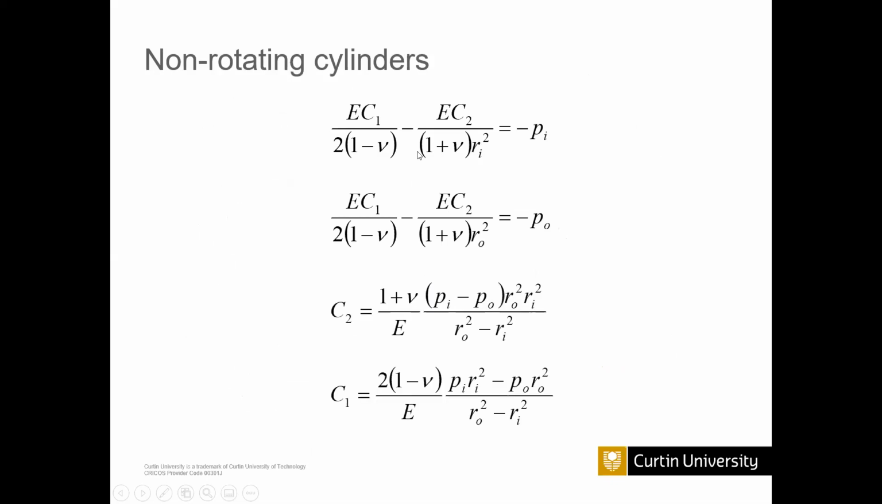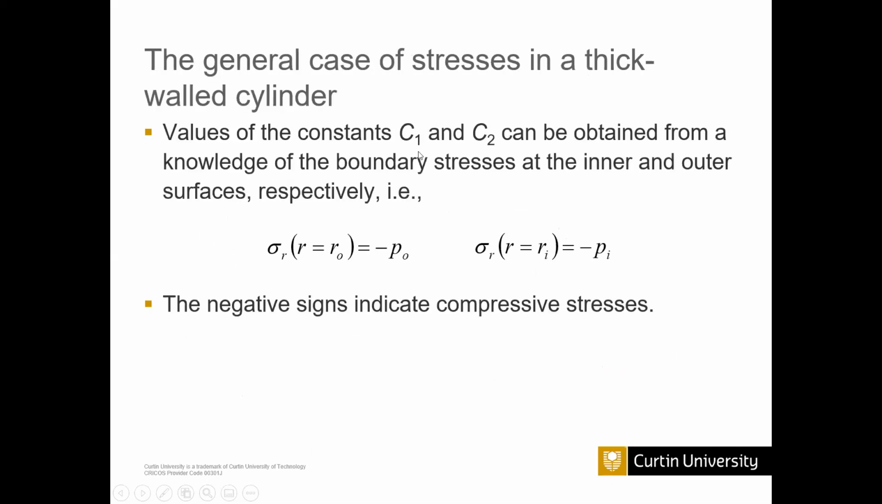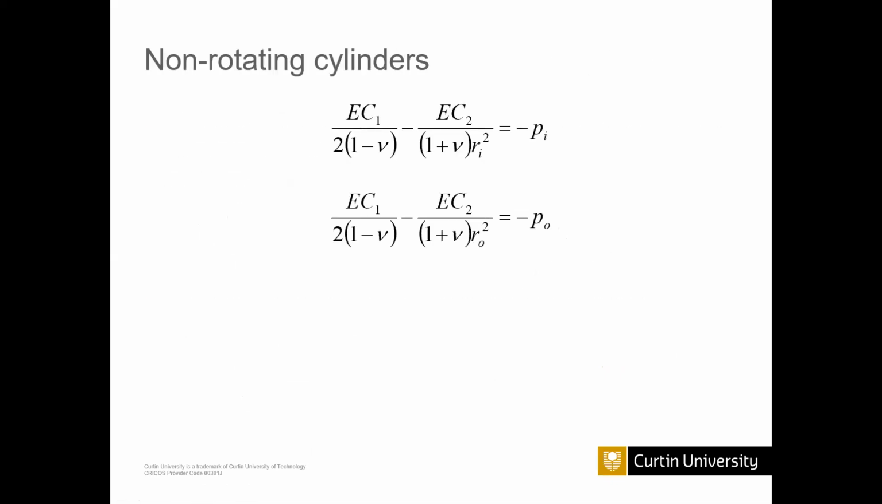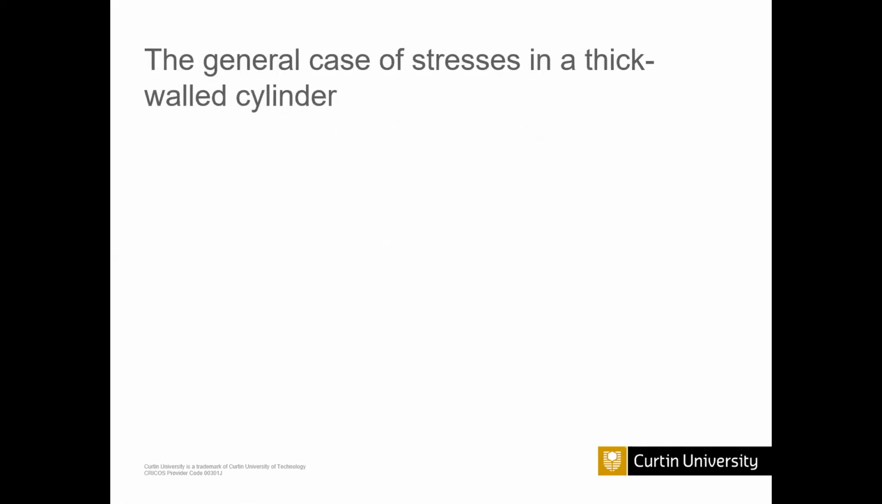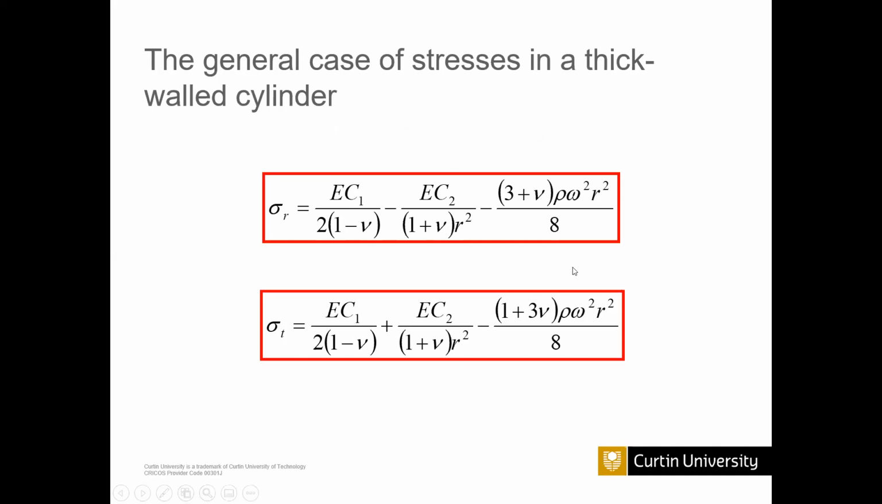Since here we will consider a non-rotating cylinder, that means omega equals 0. If omega equals 0, what happens? This term will be eliminated, so only these two remain. Sigma r, that means radial stress, only belongs to this part, and tangential stress only belongs to this part. So this will be 0.